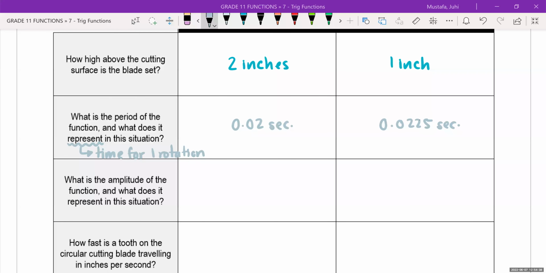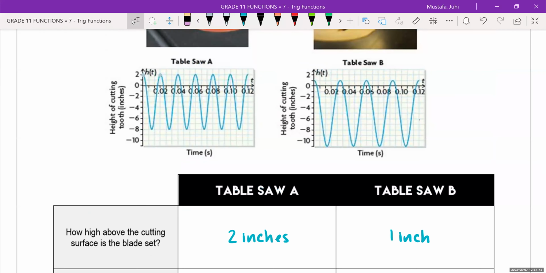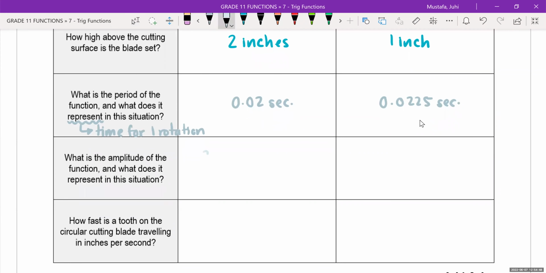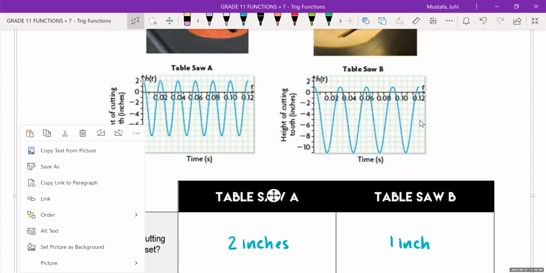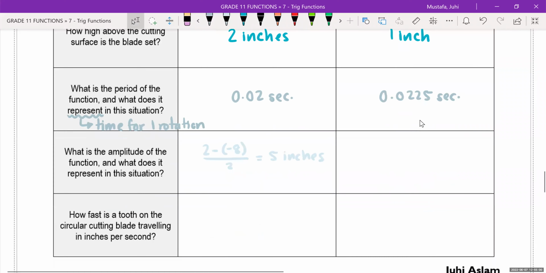What is the amplitude of the function and what does it represent? So we're going to do maximum, which is 2, and minimum, which is -8, and we're going to subtract those. So it's going to be 2 minus -8 divided by 2, which is going to be 5 inches. And the amplitude in this one would be 1 and -11. So 1 minus -11 divided by 2, which is going to be 6 inches. And what does the amplitude represent? It's the radius of the saw.